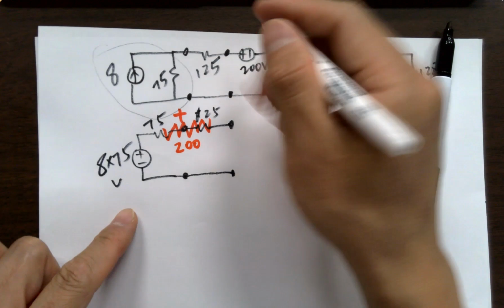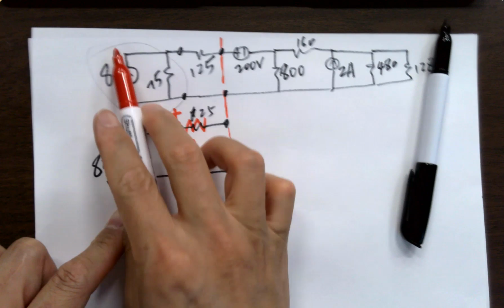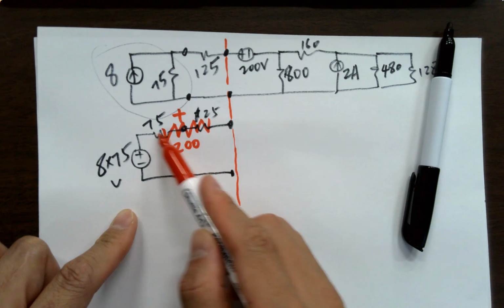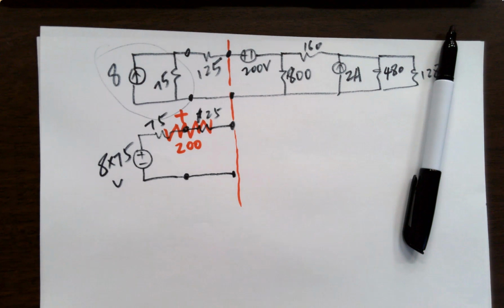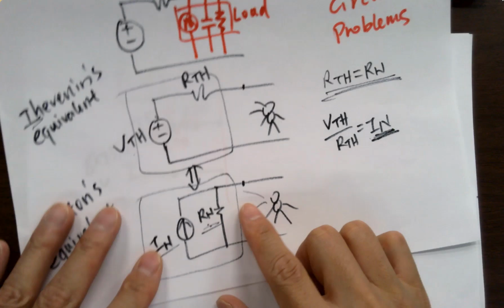So you can convert anything before these two nodes to this. Just one voltage source and one big resistor, 200 ohms. Any questions so far? Good, right? No, not good. So see here what we do.